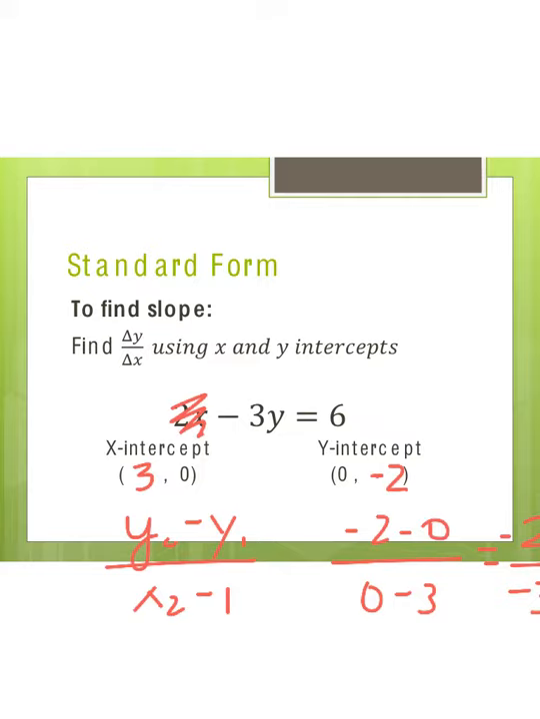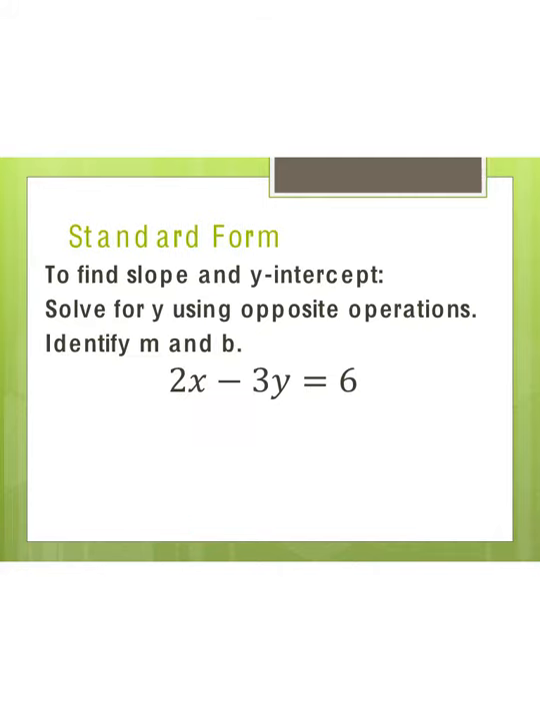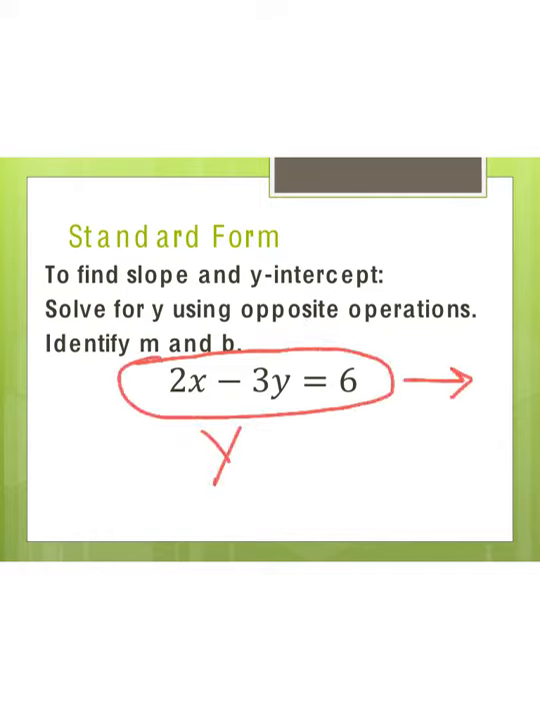It's a fairly easy way to do it, but you might find that it's easier to do it the other way, which is if you take the standard form and you get it in y equals form, you'll end up with y equals mx plus b, and you'll have the slope and the y-intercept right in front of you. So we're going to go ahead and solve for y.